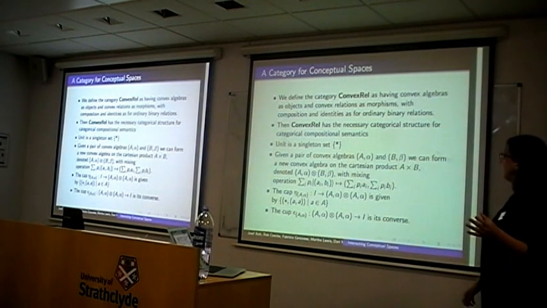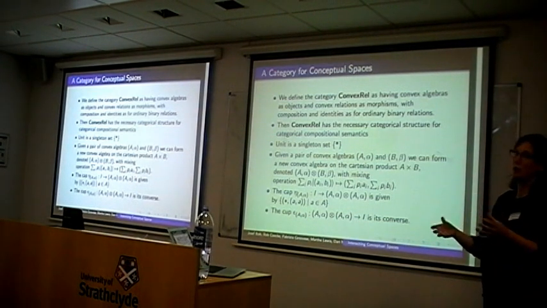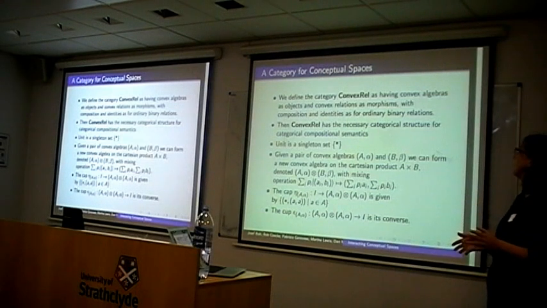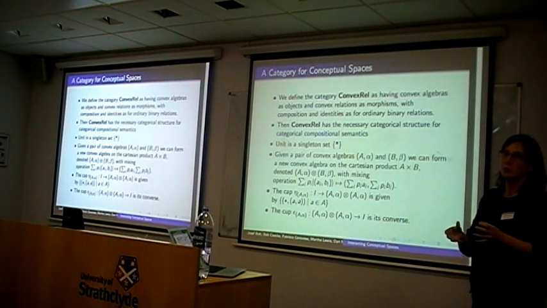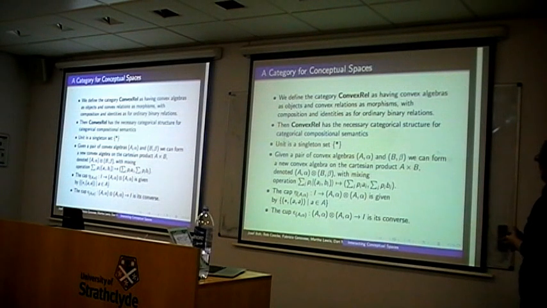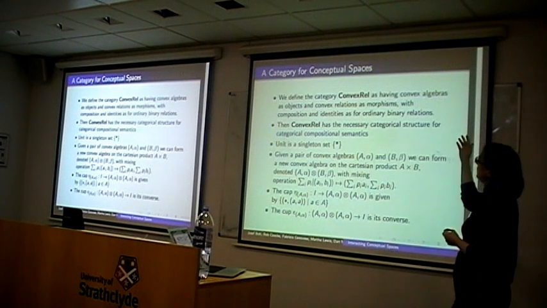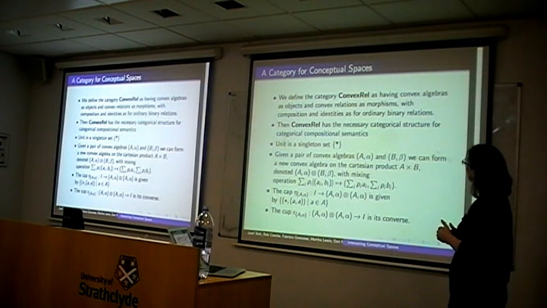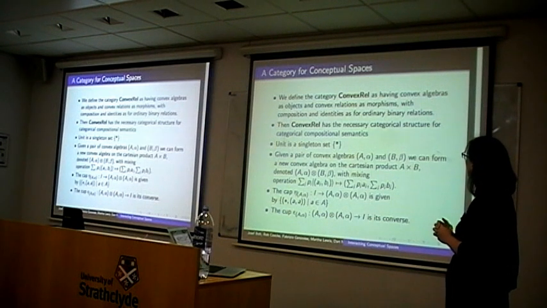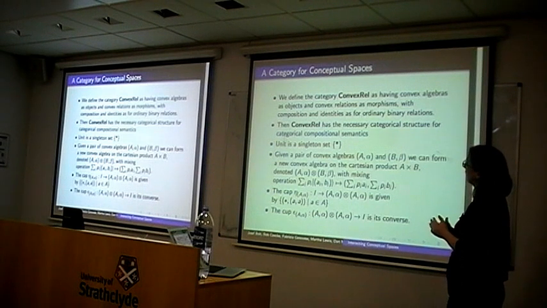So using this idea of a convex algebra, i.e. giving you a way to form convex combinations on a set, we're going to use that to define a category called ConvexRel, which is basically going to be the category of conceptual spaces that we use. So we have convex algebras as the objects, and the convex relations that we just defined as morphisms between those objects, and composition and identity, the standard ones. And then this has the necessary categorical structure for what we need.